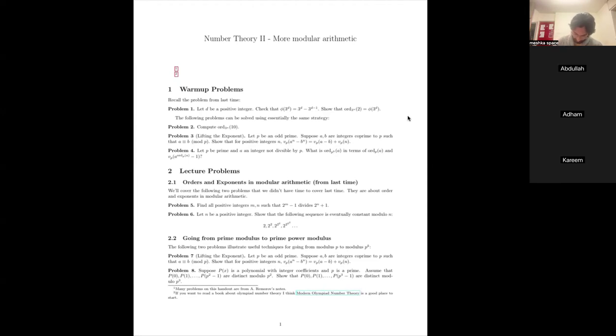So yes, the topic last time, what we focused on mostly was this order: if I have a number A and a number N that are co-prime, I can talk about the order of A modulo N. So how to think about this and how to use it to solve problems.